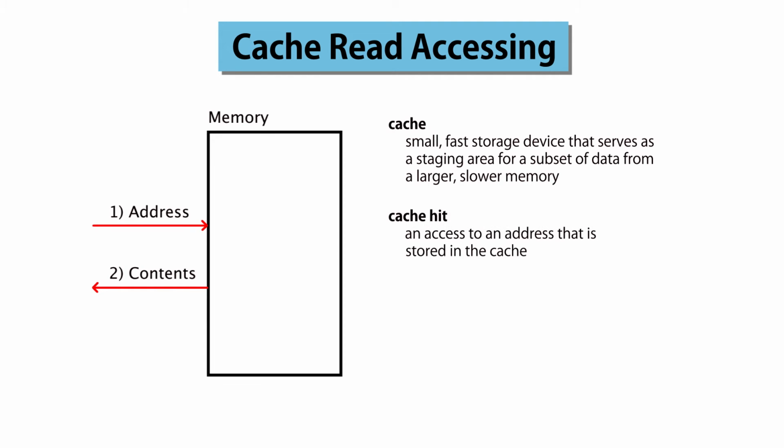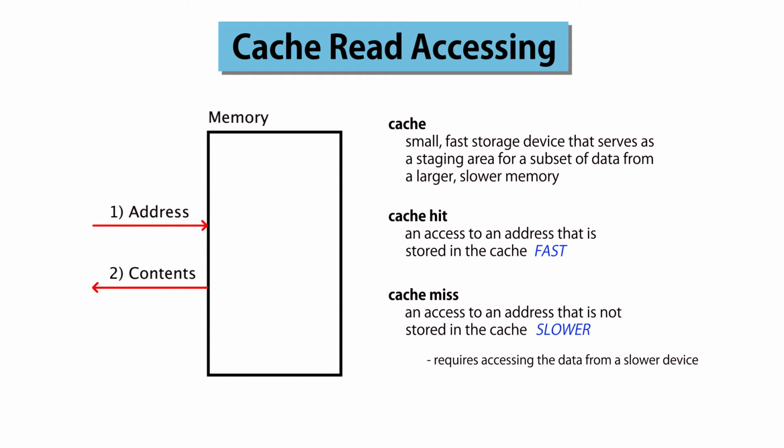An access to an address that is stored in the cache is called a cache hit and is quite fast. Access to an address not stored in the cache is called a cache miss and is much slower, both because it requires accessing the data from a slower device, but also because the block containing that data must be copied into the cache. Let's talk about how we determine whether a given address is stored in the cache.